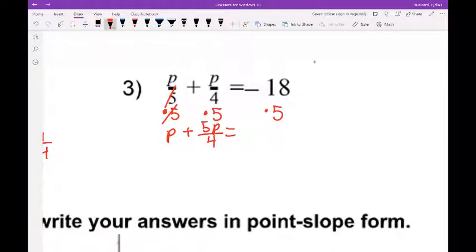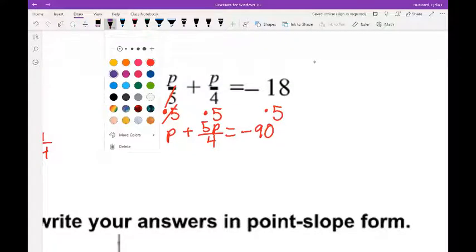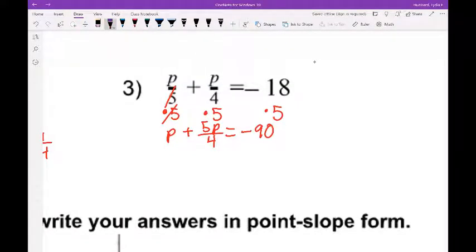Okay, and then this negative 18 times 5 is going to give us a negative 90. And I got rid of that first fraction, so that's great. But now I need to get rid of the second one. So I got to get rid of this divide by 4. And the way I do that, again, is I need to multiply it by 4, because a divide by 4 and a multiply by 4 will cancel. And what I do to one piece, I have to do to everything. So p times 4 will give me 4p. This divide by 4 and this multiply by 4 will cancel, leaving me with 5p. And this negative 90 times 4 will give me a negative 360.